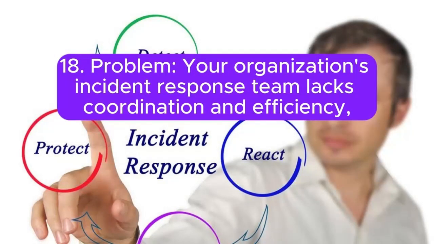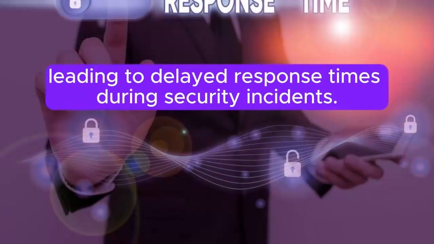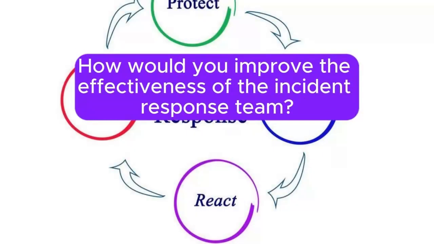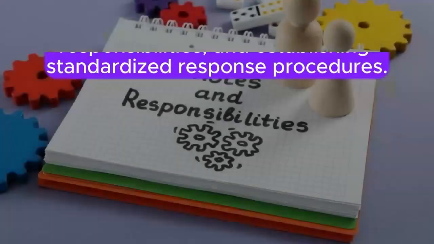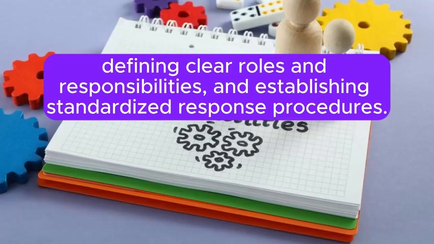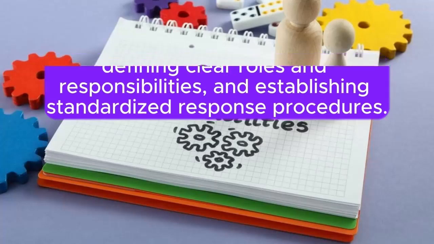18. Problem: your organization's incident response team lacks coordination and efficiency, leading to delayed response times during security incidents. How would you improve the effectiveness of the incident response team? Answer: improving incident response team effectiveness involves streamlining communication channels, defining clear roles and responsibilities, and establishing standardized response procedures.